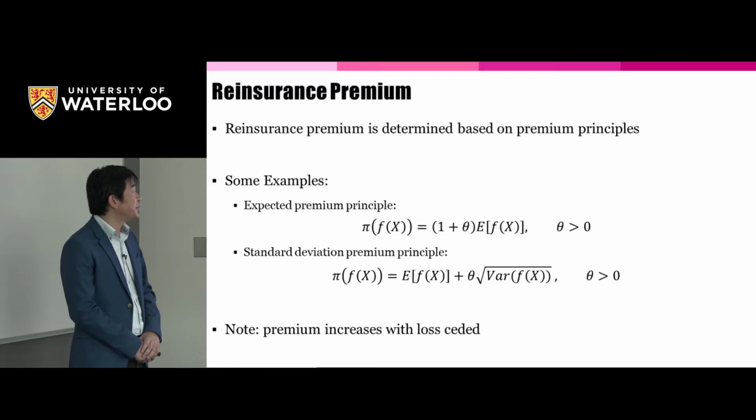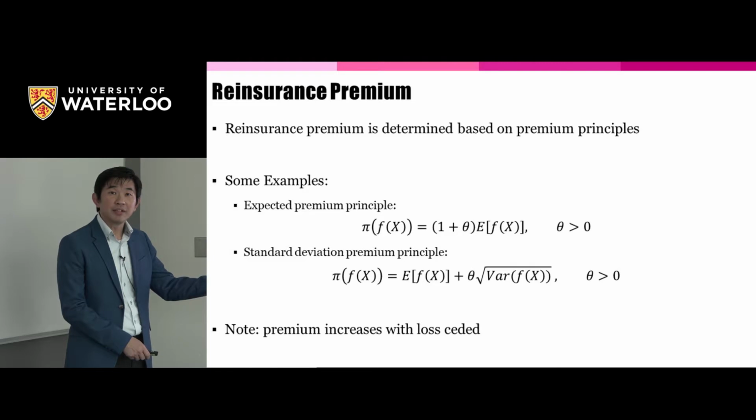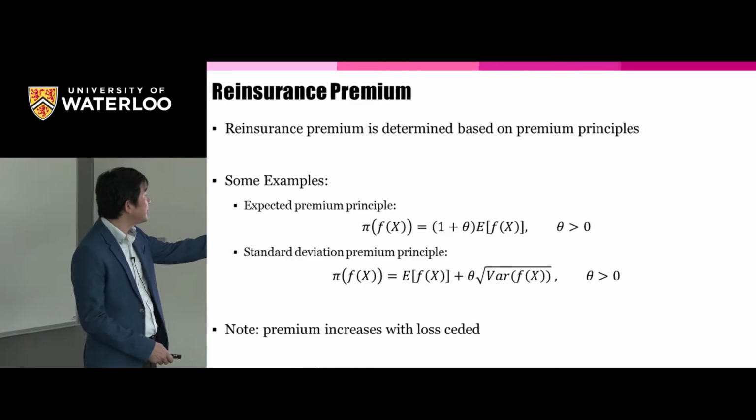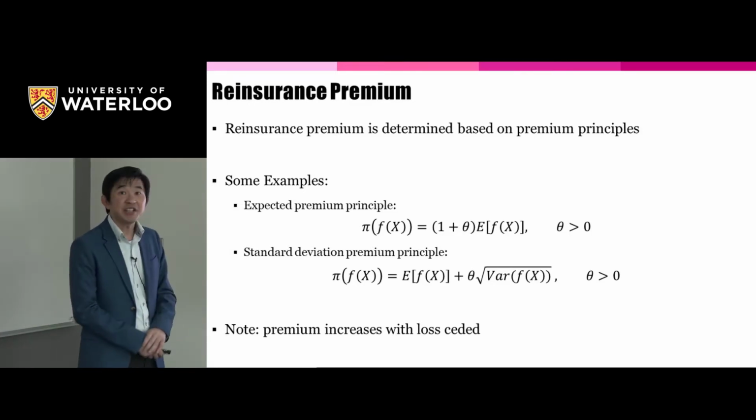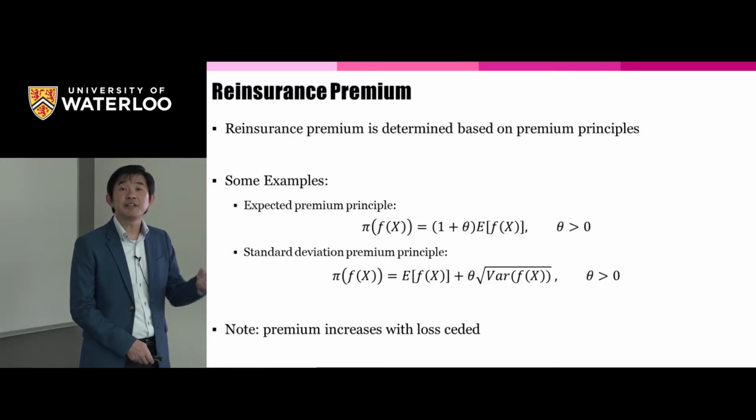For the standard deviation premium principle, it consists of two components. The first component is the expected payout. The second component is the square root of the variance of the ceded risk. Note that in this case, theta is positive. So in both of these premium principles, the amount of premium charged is higher than the expected payout. An important distinction between the expected premium principle and the standard deviation principle is that the latter actually takes into account the variability of the risk, as reflected in the standard deviation of the risk itself.